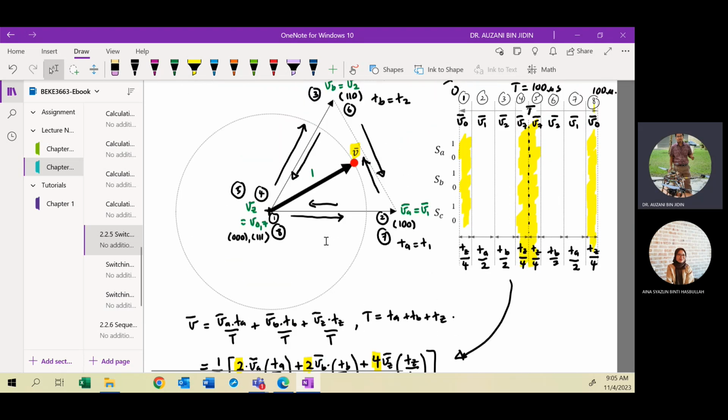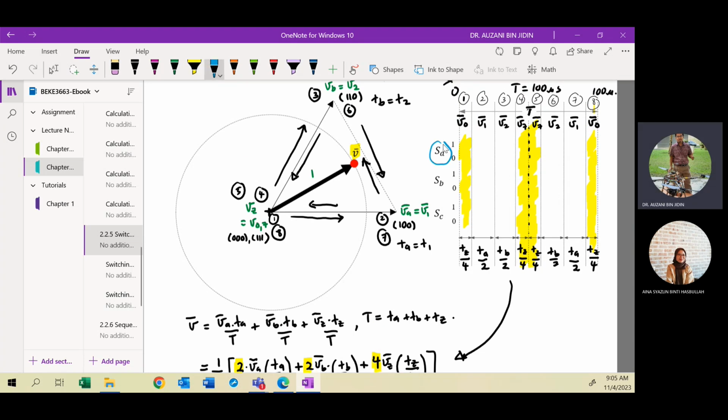Okay, clear? So you can sketch the switching state. Here you have switching states SA, SB, and SC, where the state varies between 0 and 1. And remember, your state can be either logic 0 or logic 1. So you can sketch your switching state. V0 is 0, right? So SA here will be 0. SC will be 0. 0, 0, 0. The combination state of 0, 0, 0 is V0, which is located at the origin at interval number 1.